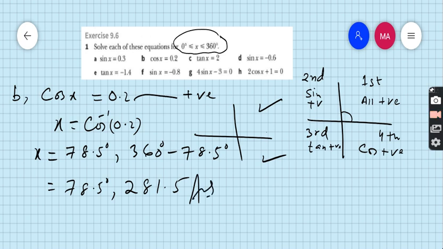Why didn't we find the value of cos in the second and third quadrant? In the second and third quadrant, the value of cos is negative, and in the question the value of cos given is positive, that is positive 0.2. So hope you understand this part. Come to part C.